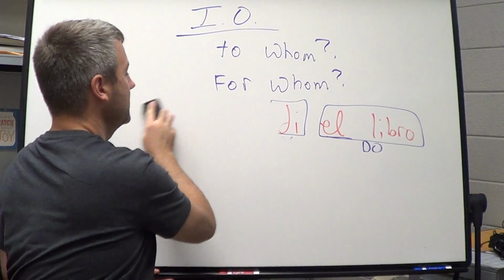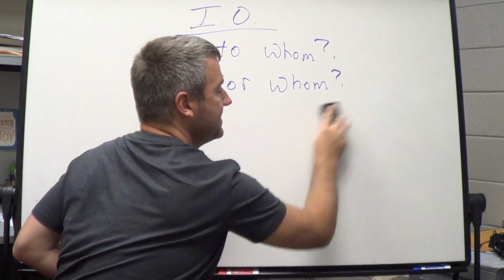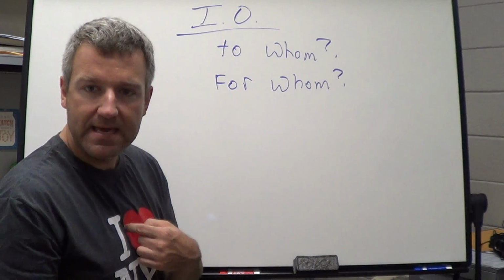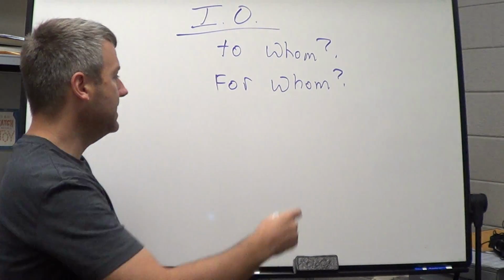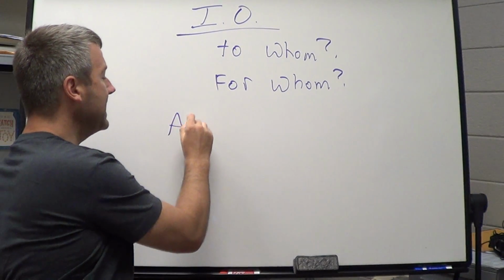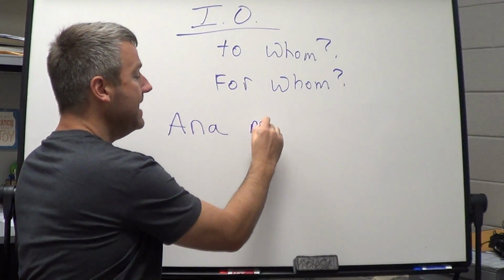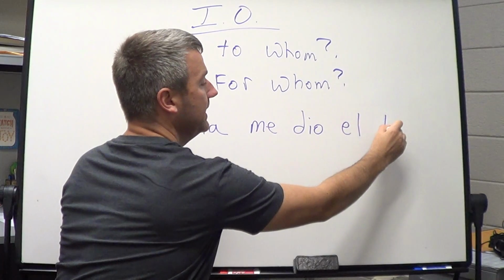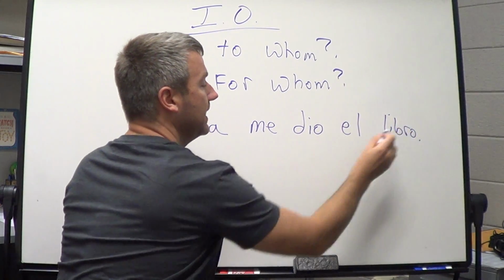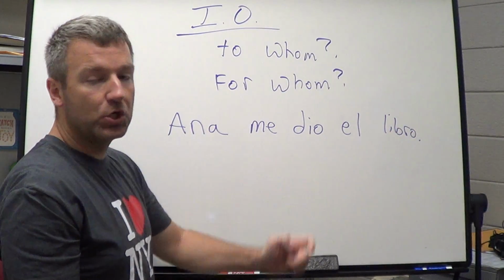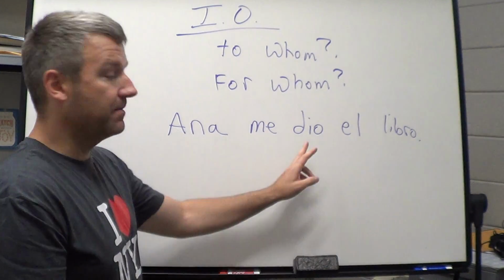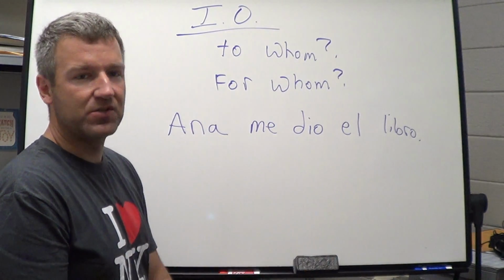So look right here. Let's say that Anna gave me the book. Okay? Watch this. Ana me dio el libro. And if you haven't learned yet, "dio" is a form of the verb "dar," to give, and this is the past tense form of it. You'll be learning that soon, okay?